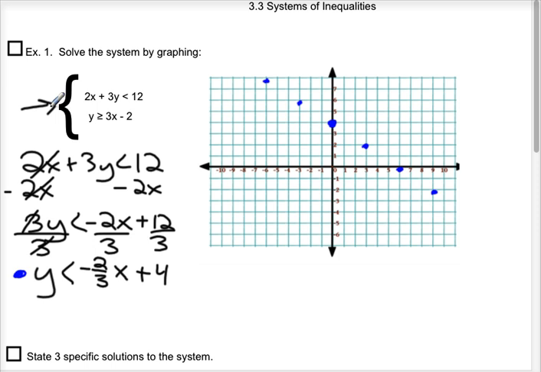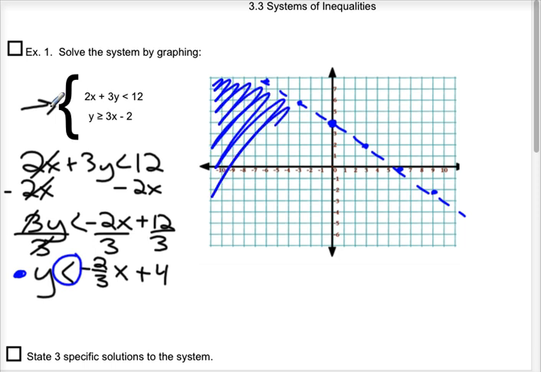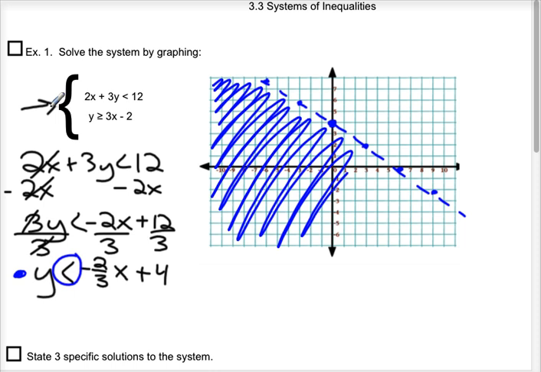Now remember, before I draw in my line, I need to check. So notice here, strictly less than. Strictly less than means I'm not getting a solid line, I'm getting a dashed line. So I'm dashing my line, and if y is less than that line, where is less than that line? Well, less than is everything here. So there is my first inequality.